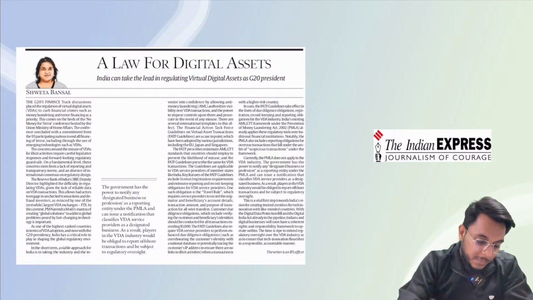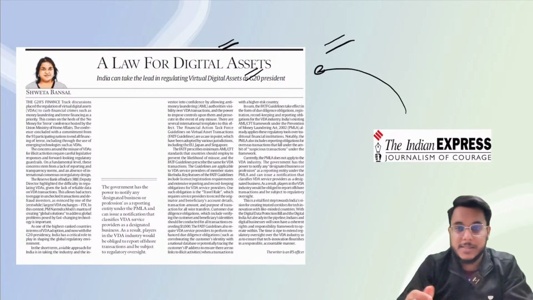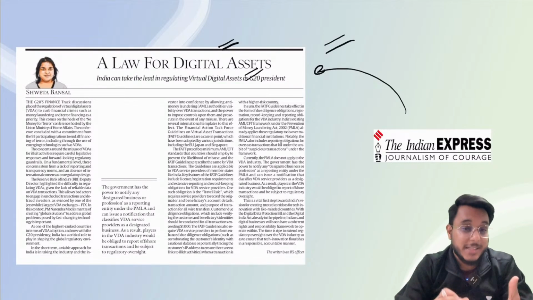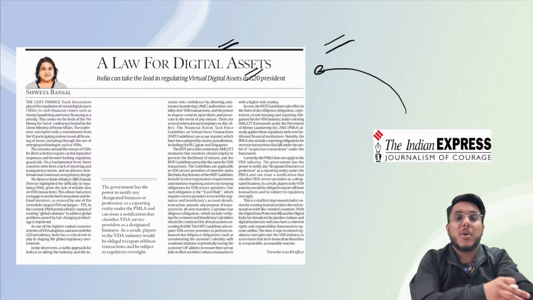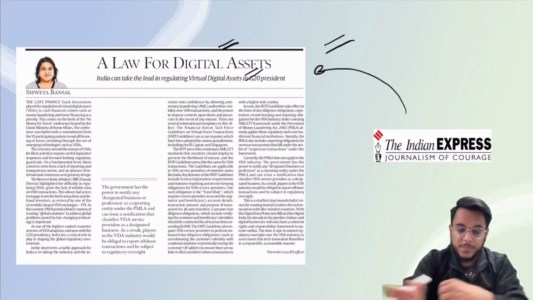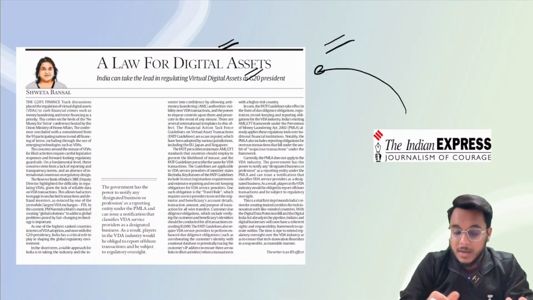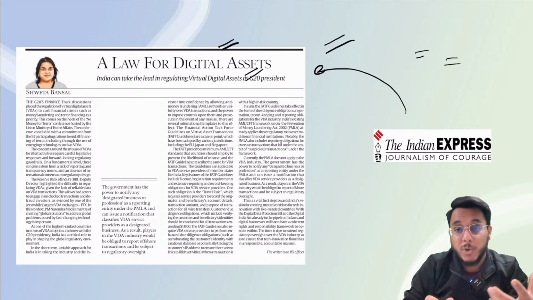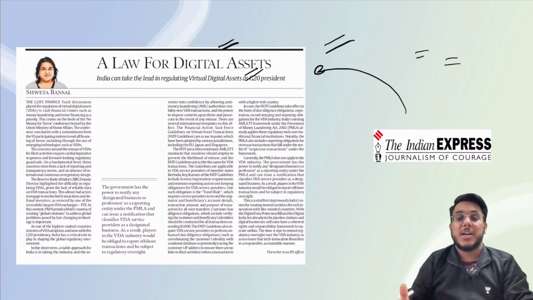Now, Indian Express article, law for digital assets. We are going to discuss what these digital assets are and how they are becoming a kind of nuisance now. This particular article will be important in GS paper number 3, science and technology, and how technologies are becoming double-edged weapons.